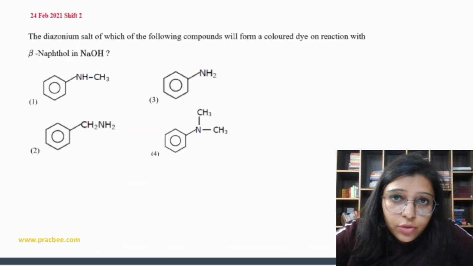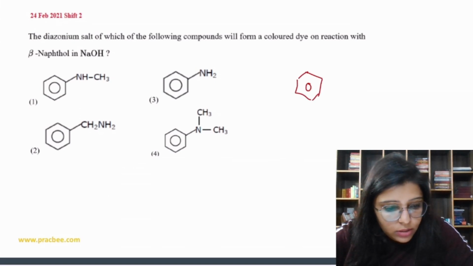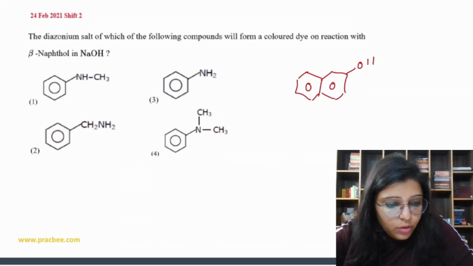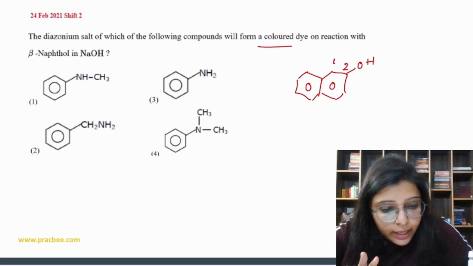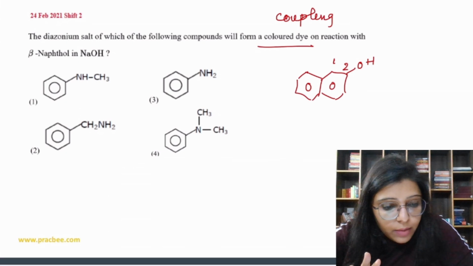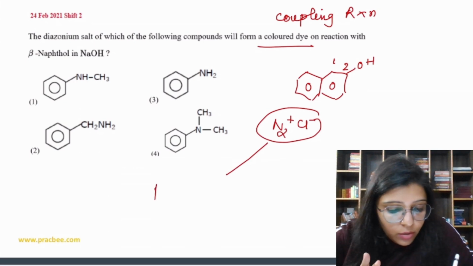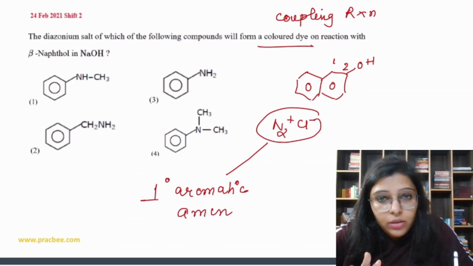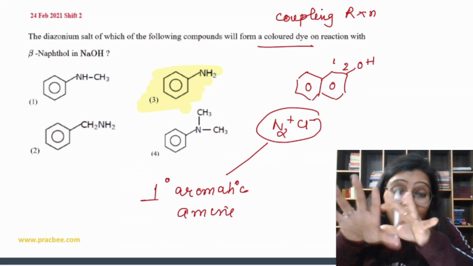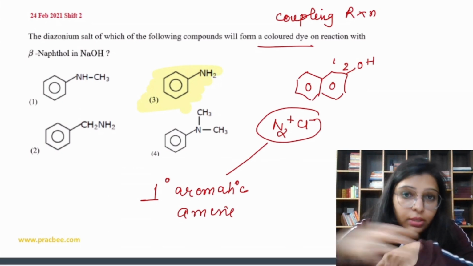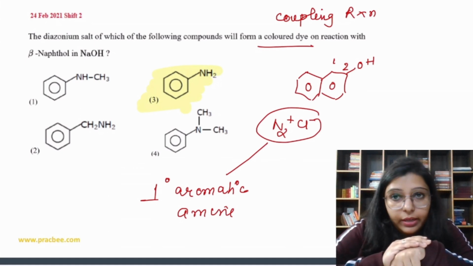The diazonium salt of which of the following compounds will form a colored dye on reaction with beta naphthol in NaOH? Beta naphthol is this. 1 or 2, at 2 we have hydroxy. So it means for a colored dye we should be having a coupling reaction. For a coupling reaction we must have N2+ Cl-, and this is formed from a 1 degree aromatic amine. So we have to look for a 1 degree aromatic amine. So the 1 degree aromatic amine is this. Okay, मतलब NH2 should be directly bonded to benzene. Then only it happens. So option 3 is the correct answer.